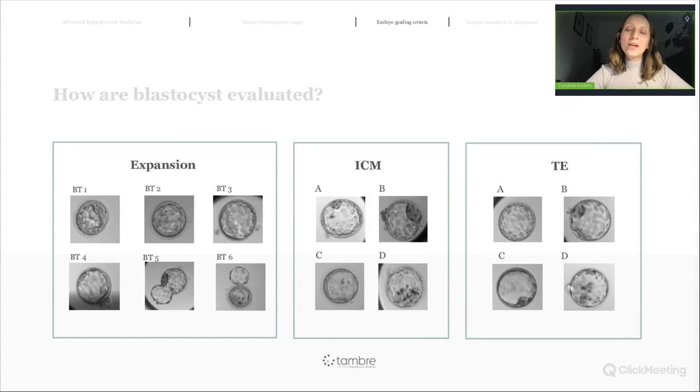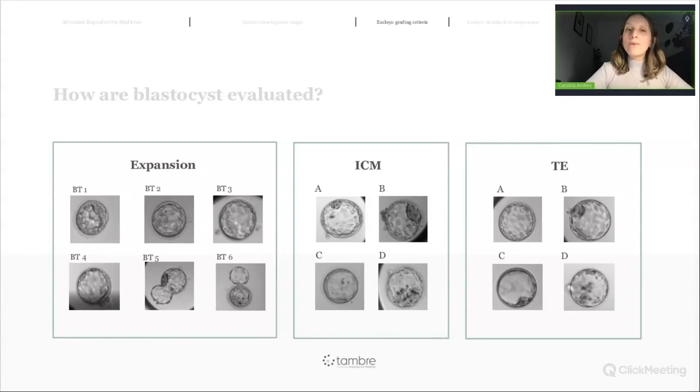Then moving on to the inner cell mass, that's the first letter you're going to see in the embryo grading. We have letters from A to D. A and B are good quality embryos, and C and D intermediate quality embryos, considering the Gardner grading system.